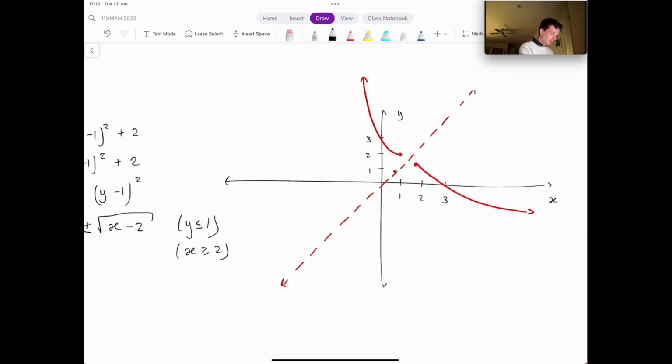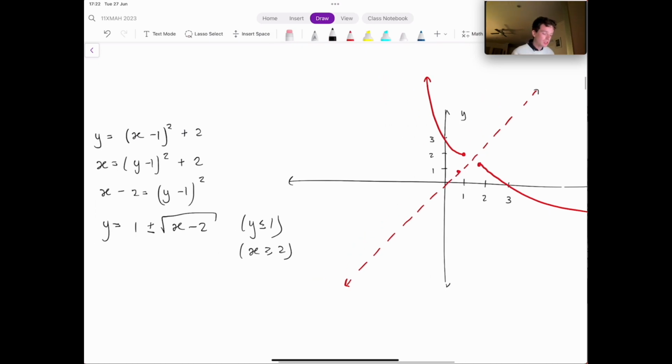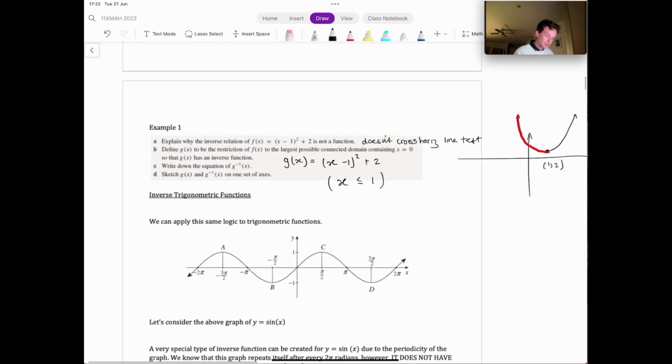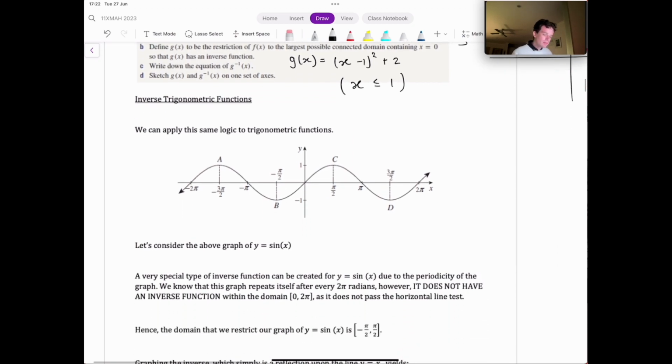Okay, so we did that in our second topic, further functions, so you should be okay with that. The reason we're doing this is because we need a refresher on how we take the inverse of functions, because we're going to take the inverse of trig functions now. So we can apply this same logic to trig functions.